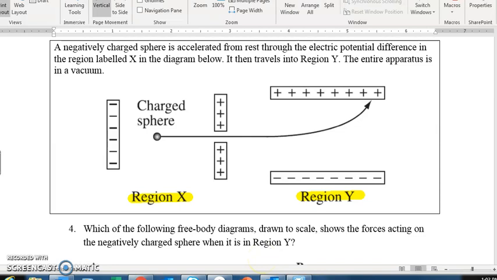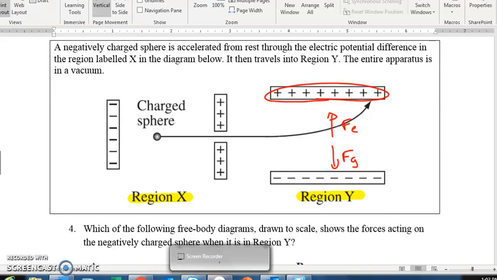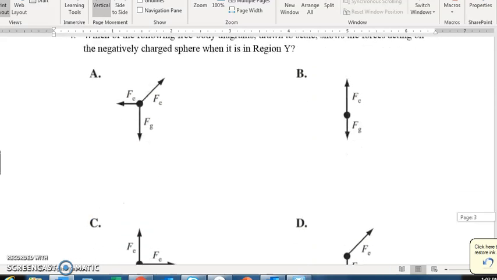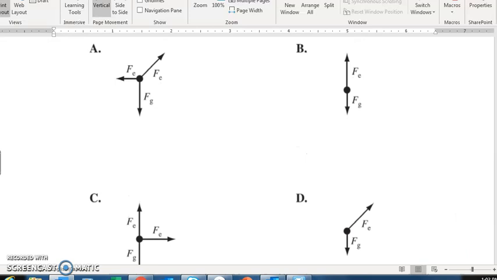And really all we're asked is about the free body diagram that shows the forces acting on the sphere in region Y. Now, in region Y, obviously you're going to have a force of gravity, and a negatively charged sphere is going to have a force exerted on it up towards the positive plate. So your free body diagram should match these, and we take a look at our options, and you should find that the correct answer is in fact B.